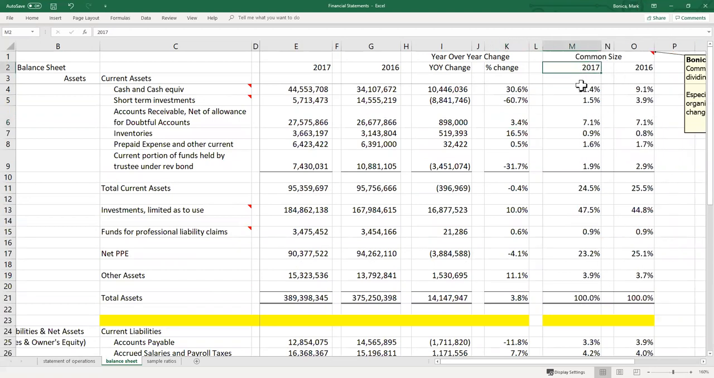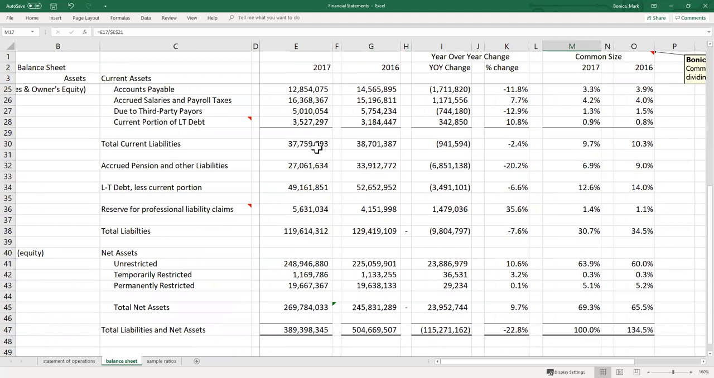All right. And then I do a common size balance sheet like I did in the statement of operations. What I do here is I divide all of the entries in the column by total assets. So then everything is expressed as a percentage of the total assets number. So cash is 11% of the total assets. Short-term investments are 1.5% of the total assets. What's useful here is, like I said in the other video, it gives me the body fat percentage of the organization, right? So how is the organization composed? Well, it's 11% cash, 40%, 7% investments limited to use, and 23% PPE.